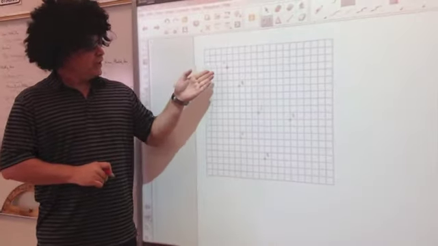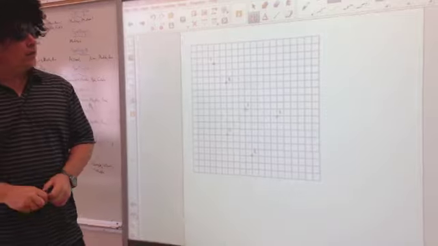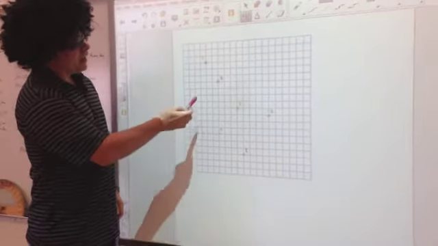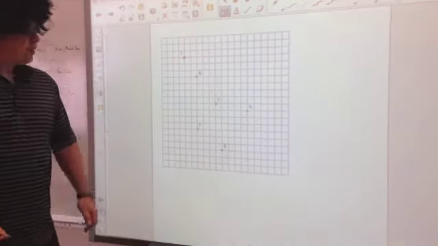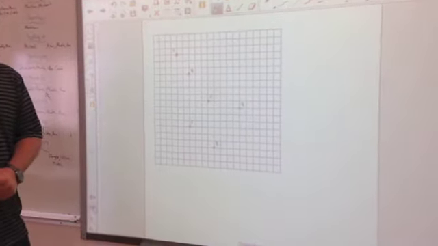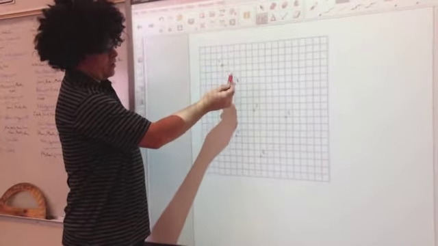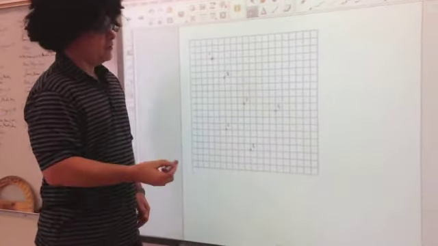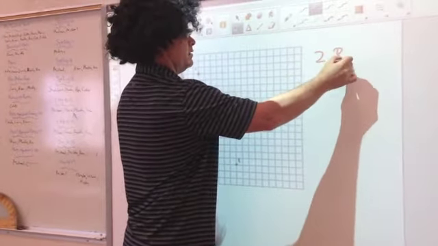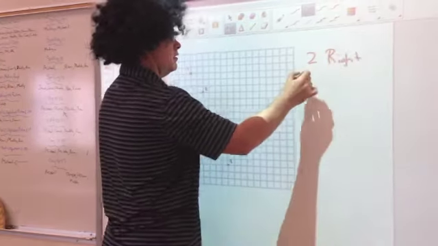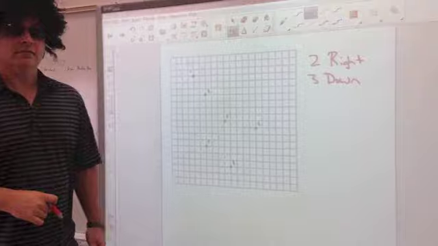So what I need to know first is, how far to the right or to the left did I actually move? And in this case, if I count, I go 1, 2, and it's gone 2 units to the right. And then I count how far down it went, and it went 1, 2, 3. So for that red dot, we went 2 to the right and 3 down. It's as easy as that.